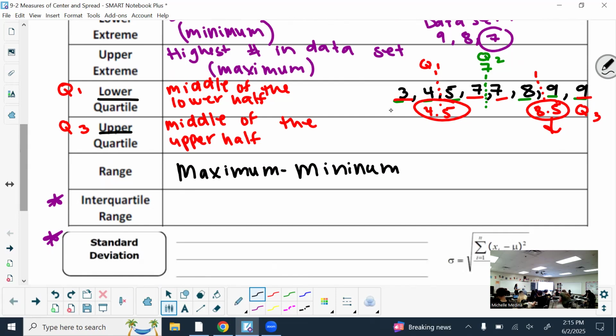So if I go back to this random data set I was looking at, my range then would be 9 minus 3, which is 6. So my data goes over 6 different numbers. Doesn't mean that every number is included, but from my lowest to my highest point, it's spread out by 6. Good.